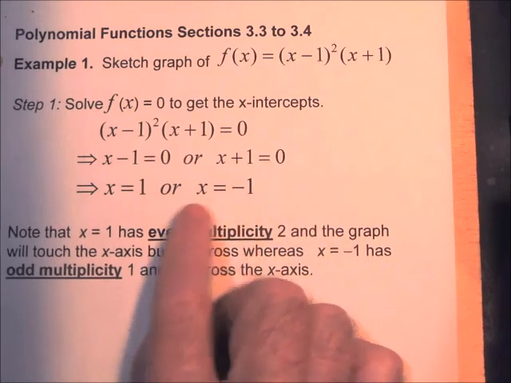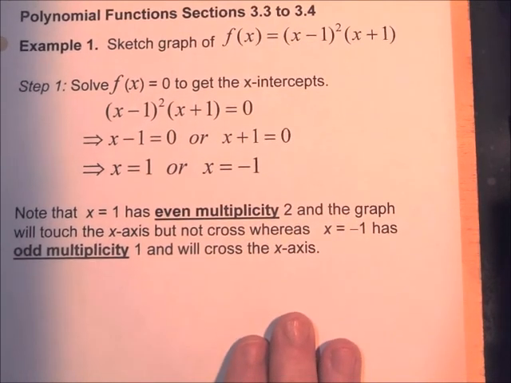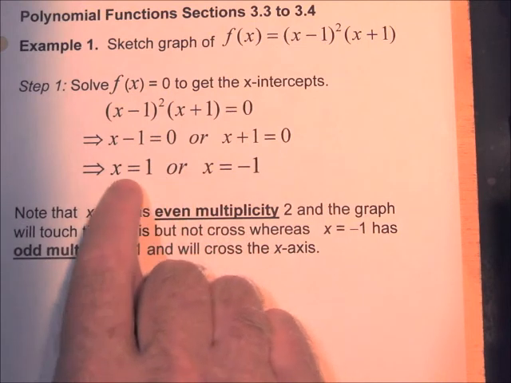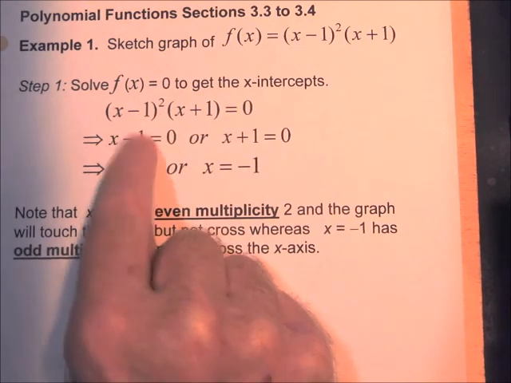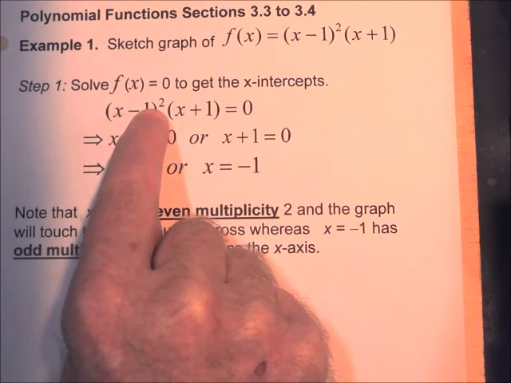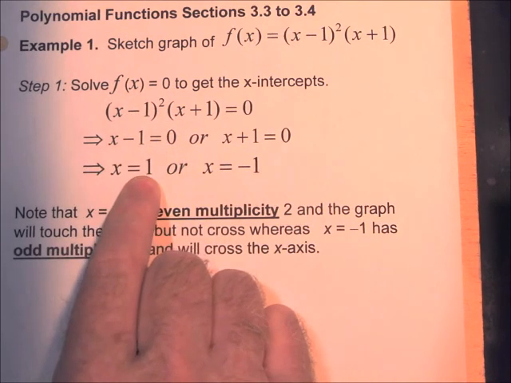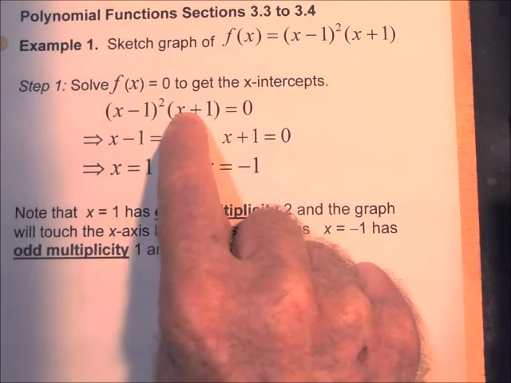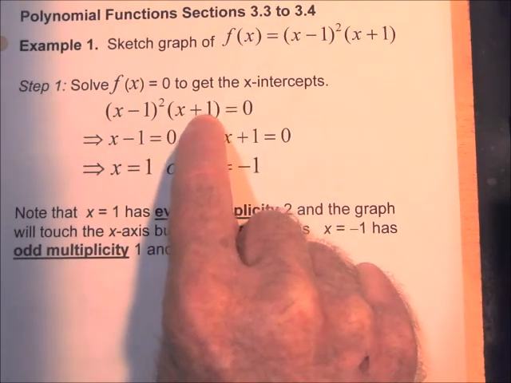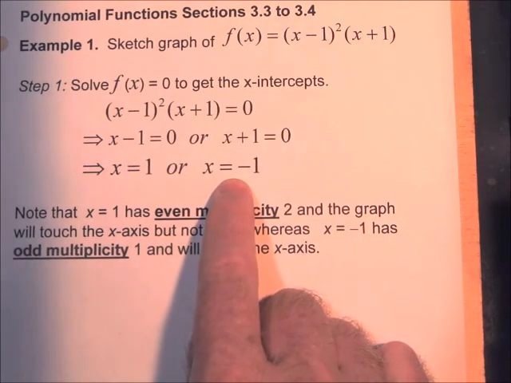So we have two x-intercepts here. One thing to notice here is that this x-intercept of 1 has multiplicity 2. This came from this factor here, which is to the second power. So that has multiplicity 2. The x equal negative 1 has multiplicity 1. This is x plus 1 to the first power. It came from that factor. So it has multiplicity 1.